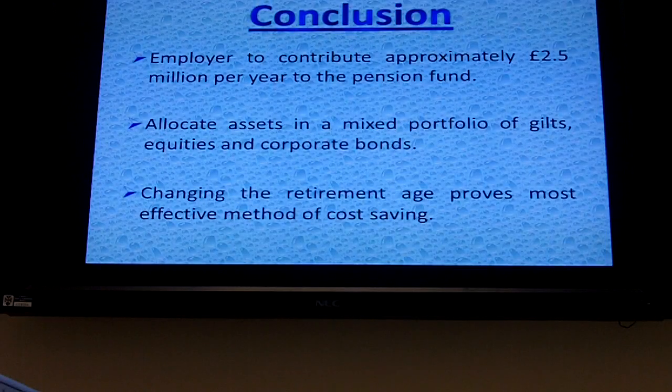So, conclusion. After researching several methods of improving the funding level, we have reached the conclusion that the deficit could be removed over the next 10 years if the employer were to contribute approximately 2.5 million per year to the scheme. We have advised the trustee to allocate assets in a mixed portfolio of equities, gilts and corporate bonds, resulting in a more stable asset value and less risk overall. We have proved that the most effective cost-saving method is to increase retirement age from 65 to 70. However, this method has a degree of uncertainty and will not be popular, so it is worth noting that introducing 0% increases in all future pension accrual or changing the accrual rate to 1/80th will also have a very significant effect on cost savings.